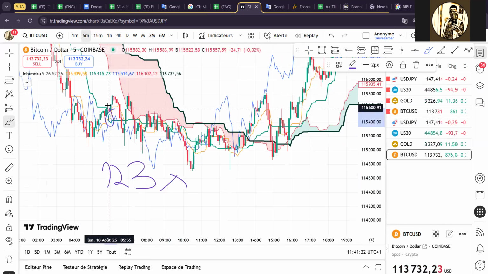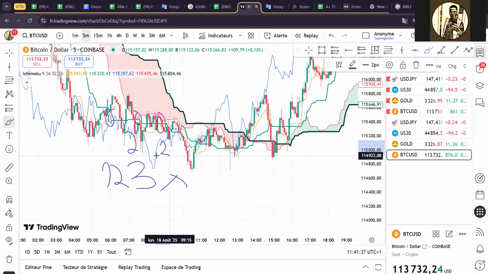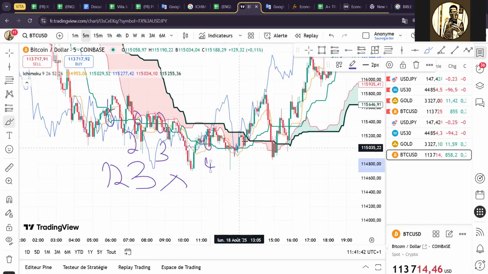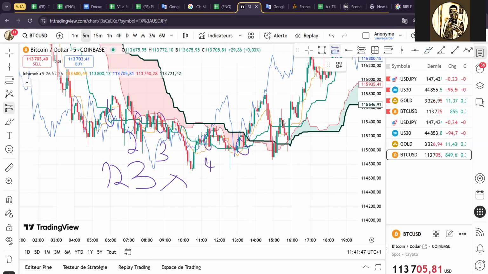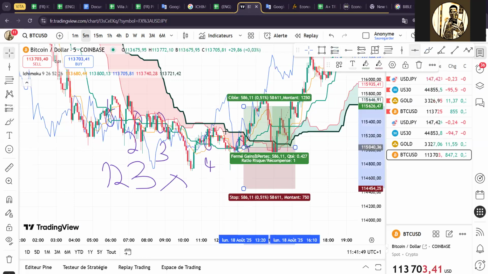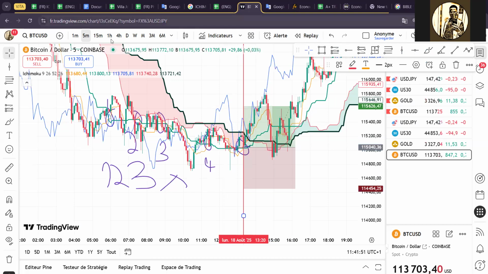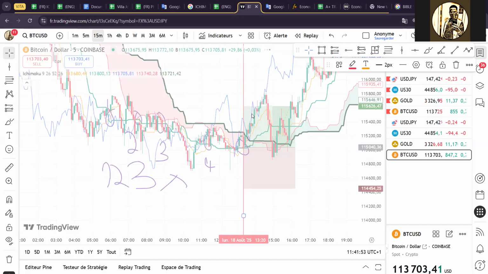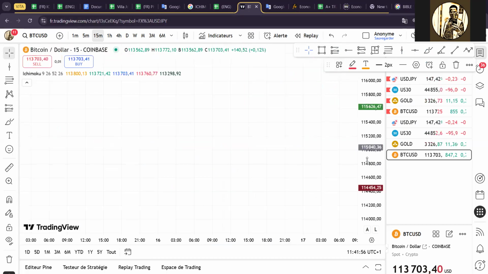But in this case, we have 1, 2, 3 closing to the upside, but it's still not finished. You have 4 here, and then you have 5. It is at the fifth close that you should have been buying. And at the fifth close, where are we in 15 minutes? Are we at the best moment?